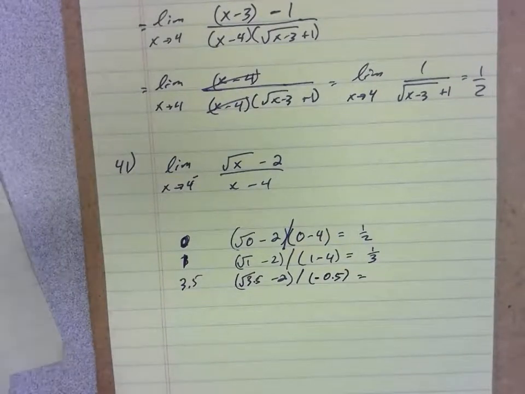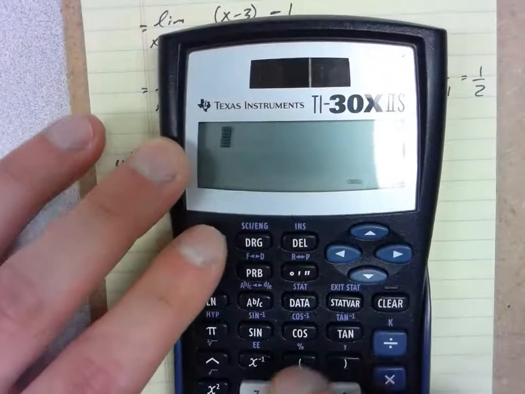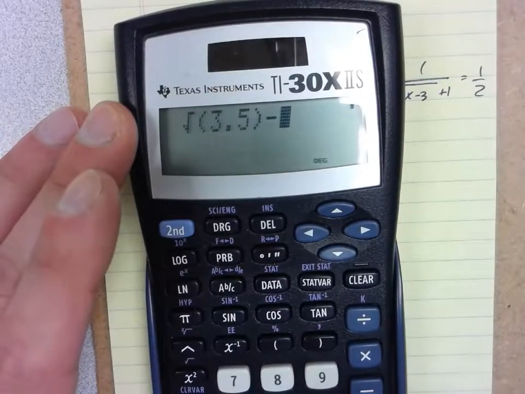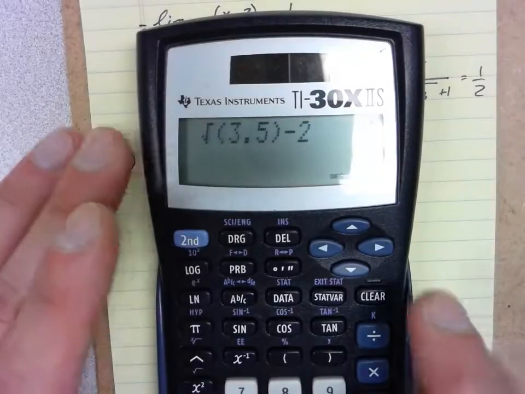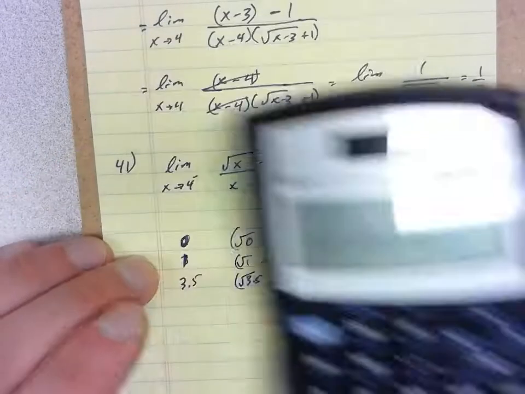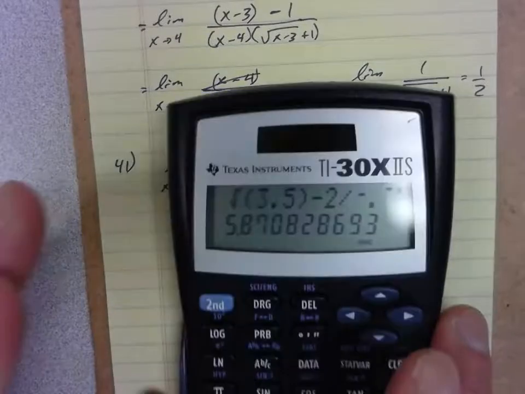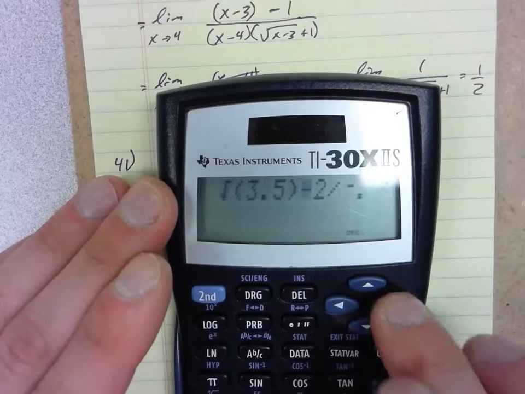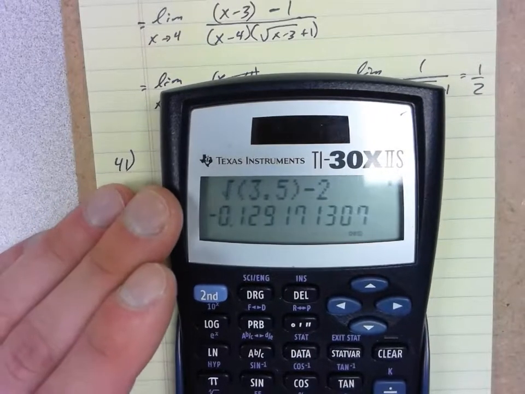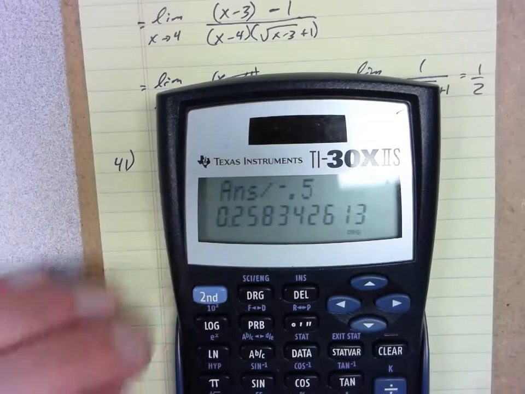And it looks like it's approaching 0, but let's just see what this one does. So square root of 3.5 minus 2 divided by negative 0.5. And, although that's not right. Oh yeah, because I need to do order of operations. So let's get rid of that. Let's get the numerator in there first, and then divide that by negative 0.5. And I get 0.25.